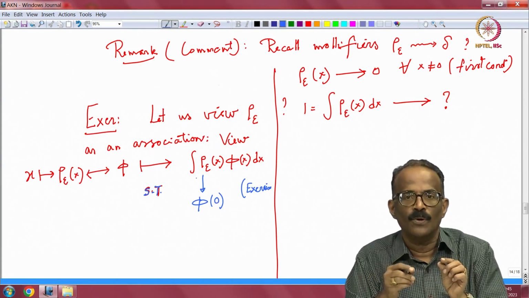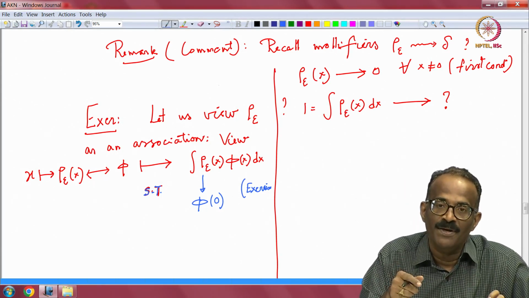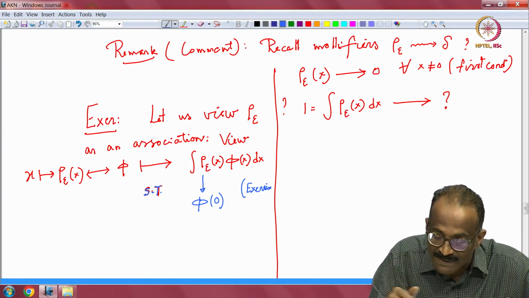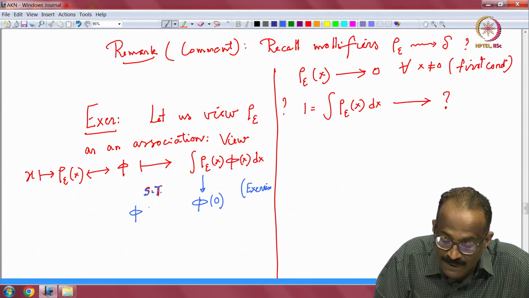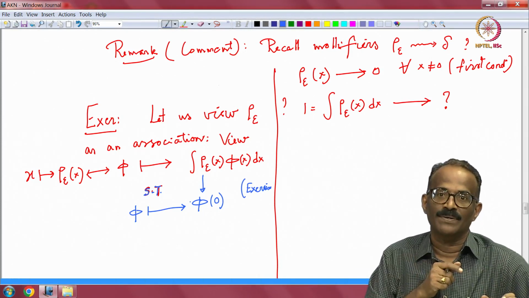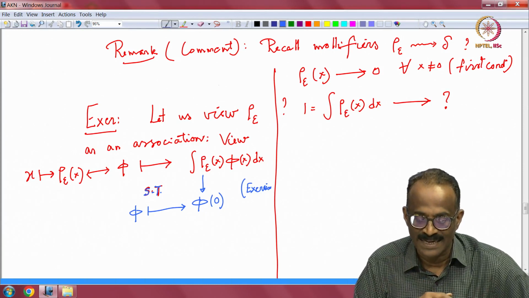You have to work it out, this going to that one. This happens for all phi in C infinity with compact support. So, under this association, at the association level, you are able to pass to the limit exactly what you want to do. Of course, you have to view that integral part, that I will soon tell you something about.